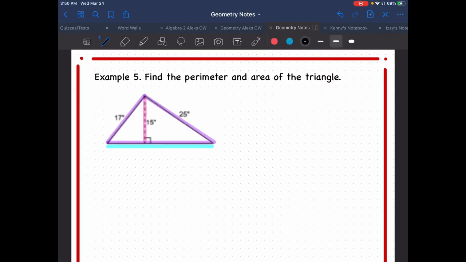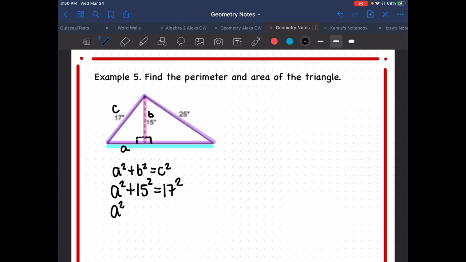Okay, so I'm going to have to use the Pythagorean theorem. I'm going to say a squared plus b squared equals c squared, and this is going to help me find my base. Notice that I have a 90-degree angle right here, which means I also have a 90-degree angle on the other side. This would be my C, my hypotenuse, and I'm going to call this one A, and I'm going to call this one B. So I'm going to go ahead and solve for A. A squared plus 15 squared equals 17 squared.